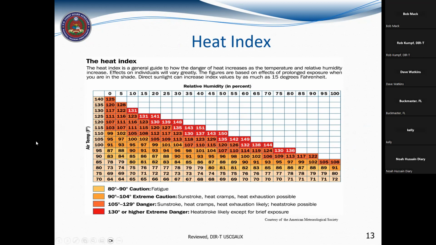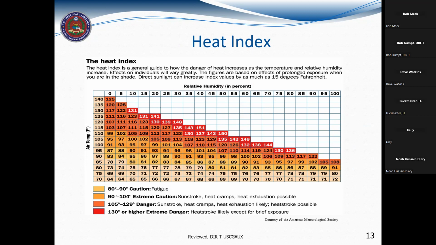So red is extreme danger, orange is danger, a lighter orange is extreme caution, and a dark yellow is just fatigue. So that's going to impact how long your crew can work before needing to take breaks.